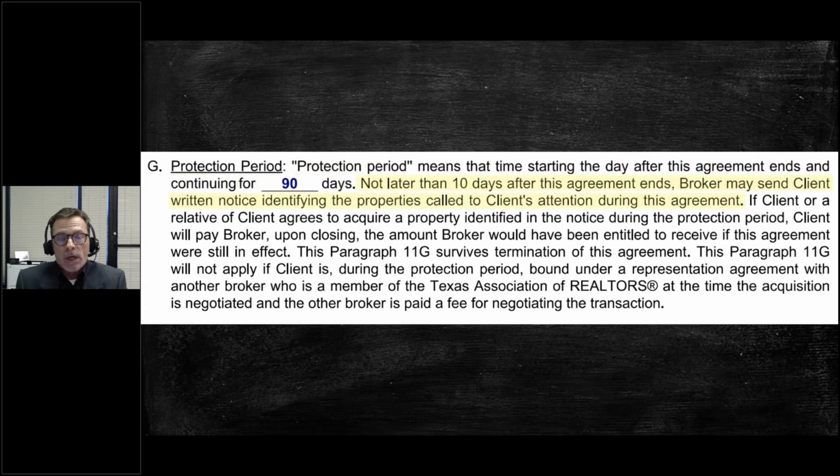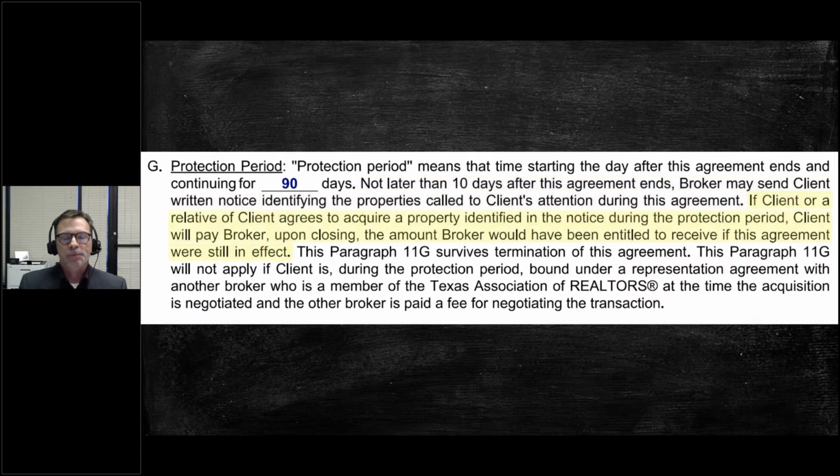So the way that you invoke the protection period, not later than 10 days after this agreement ends, broker may send the client written notice identifying the properties called to client's attention during this agreement. So obviously, if you are showing your client properties and you keep a record of those properties, you can send the client written notice identifying all the properties that you called to that client's attention during this agreement.